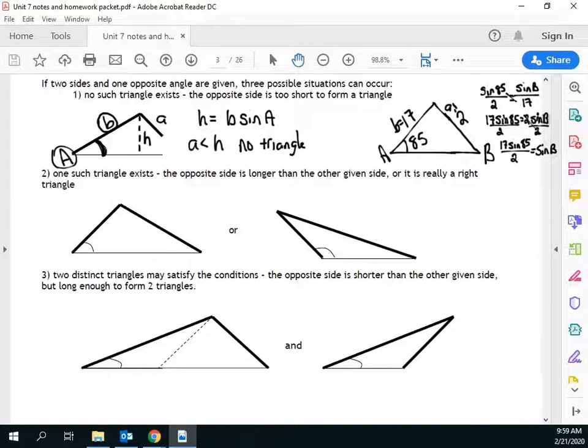Well, how do we figure out what angle B is? Inverse sine. So in your calculators, guys, let's do the inverse sine. Press second, sine, and put in the 17 sine 85 over 2. Do what? That's what I was hoping would happen. I want to make sure everybody does this.